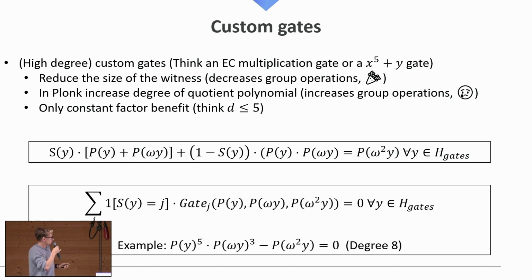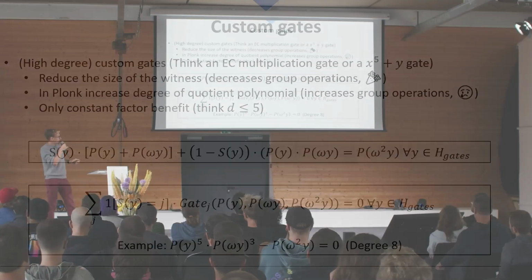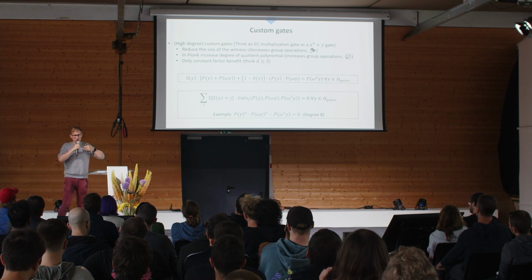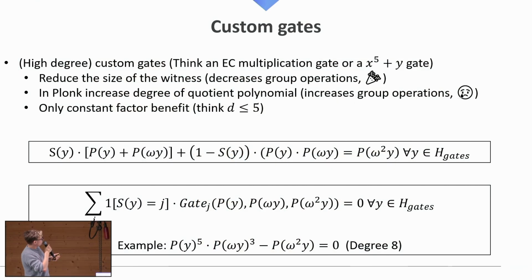And there's basically this more general formulation here where I say that there's just multiple gates, and this gate can be a higher degree formula which implements some more complex operations. So think, for example, if I want to implement some elliptic curve addition, then I can implement this with a higher degree custom gate. So why would I want to use these custom gates at all? Well, if I use more complex custom gates, then actually I can decrease the number of gates that I have. So it decreases the size of the witness, which decreases the group operations.